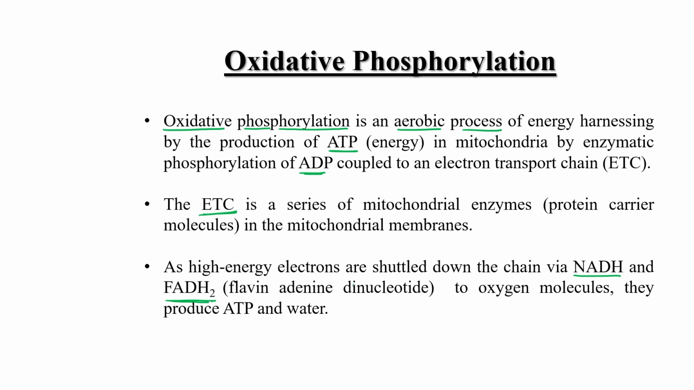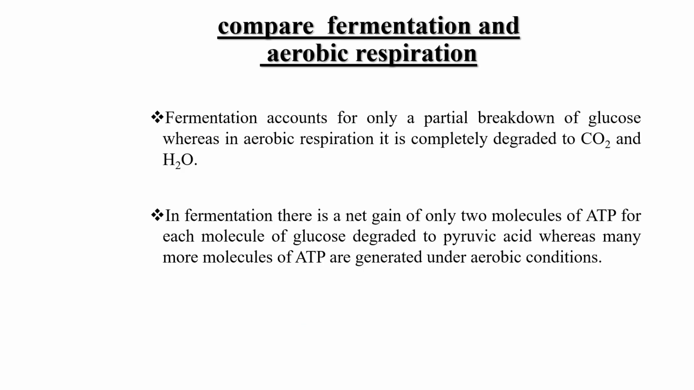So as high energy electrons are shuttled down the chain via NADH and FADH2 to the oxygen molecule, at that time these electrons will produce ATP and water. Water is the final product with oxygen as the final acceptor of electrons, and the protons just utilize the remaining protons which are present in the matrix part, right? So this is all about cellular respiration.